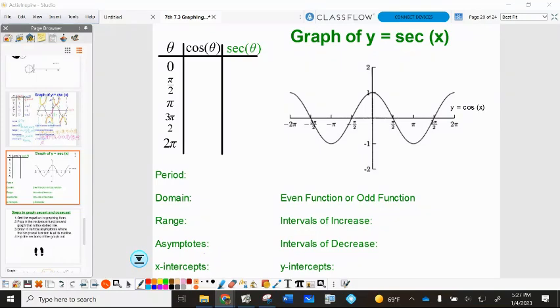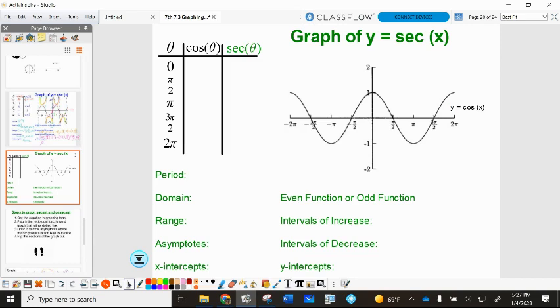So let's take a look at graphing secant. This is the part we didn't finish up in class, so let's take a look at it together. So again, to graph secant, we're going to start with the reciprocal of the function, which is cosine, which we already know how to graph, and we're going to do the reciprocal or flip of that graph. So let's take a look at how that goes.